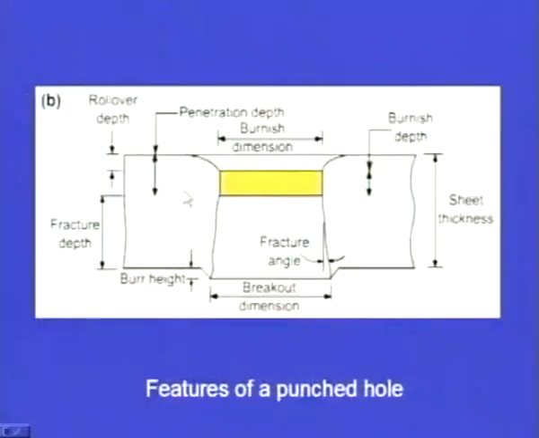This is the fracture depth, from here till the end of the sheet. This is the edge of the sheet, and this is the fracture depth where the fracture has taken place. So, from here the punch enters and fractures off the sheet. Then we get a particular slug. This is the slug that has been formed.